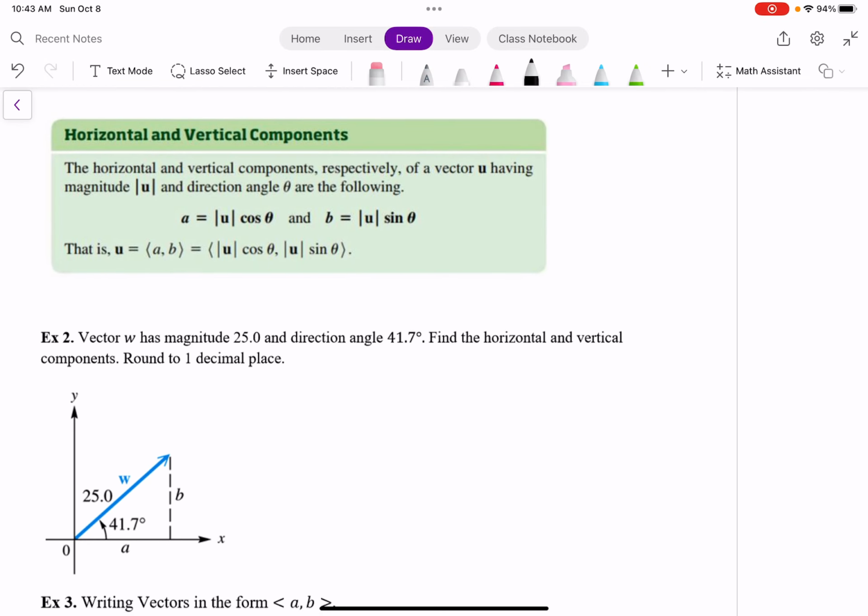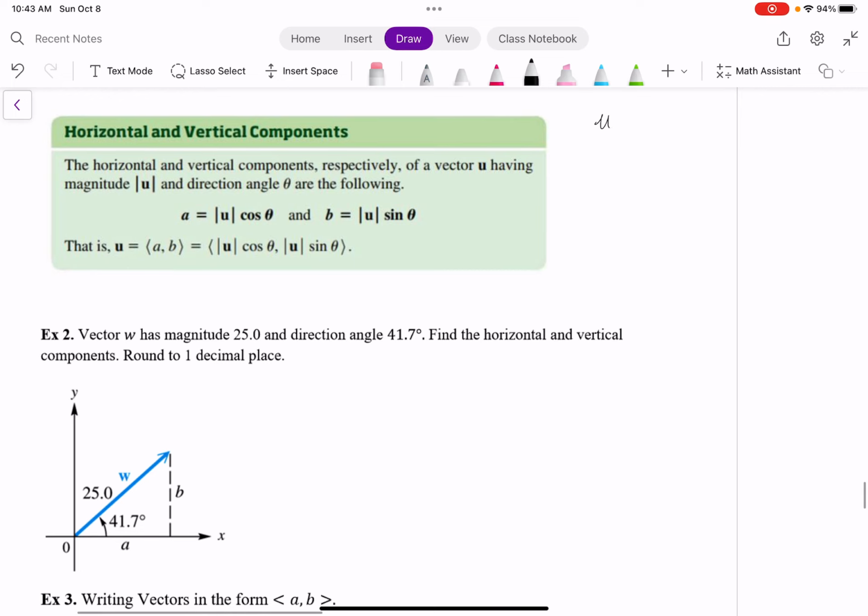All right, let's see the next part, horizontal and vertical components. We talked about the vector. If I have u equals the component form a comma b, a is the horizontal component and b is the vertical component. But now, if I do not know a comma b, but I know the magnitude of u and also the angle theta, how do I find a comma b, or how to find u in the component form?